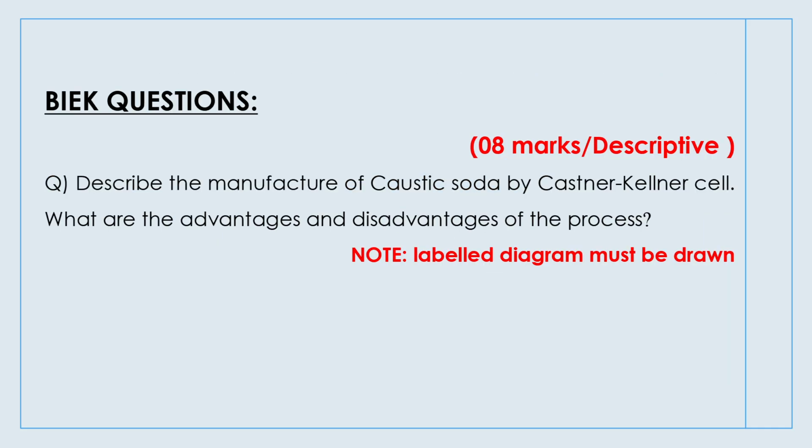Talking about how you get this question in your board examinations, this is part of inorganic chemistry and you get it for 8 marks in the descriptive section. Describe the manufacturing of caustic soda by the Castner Kellner Cell. What are the advantages and disadvantages of the process? First, you will describe the manufacturing. You will make the cell diagram. Then you can write the explanation. Then the cell reactions, and then they have also asked to report the advantages and disadvantages. Make sure that a labeled diagram is drawn to obtain full marks in this question.